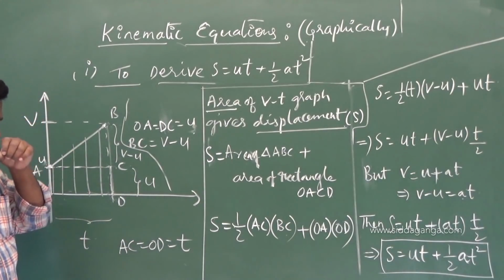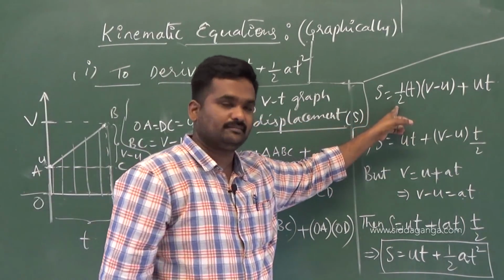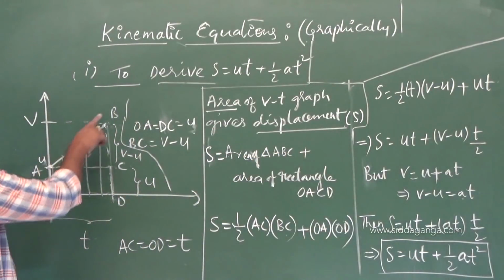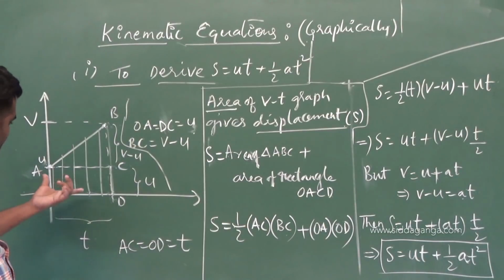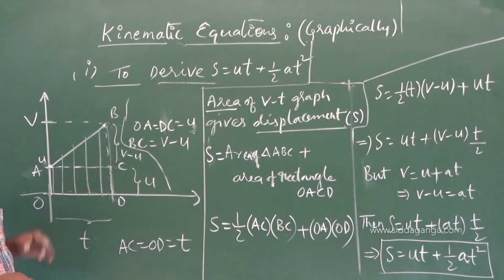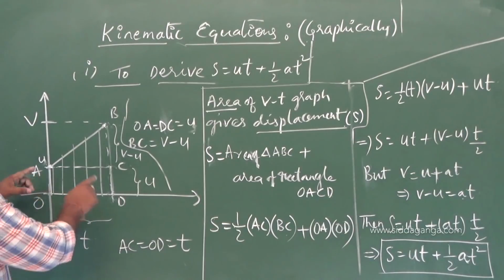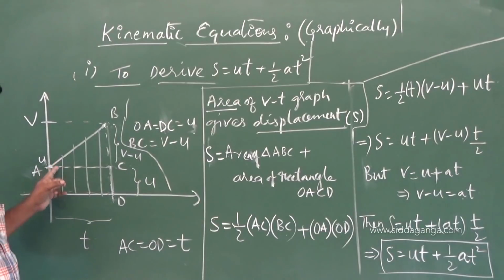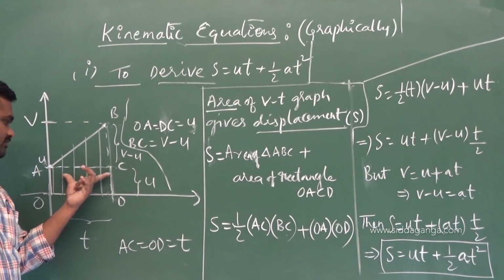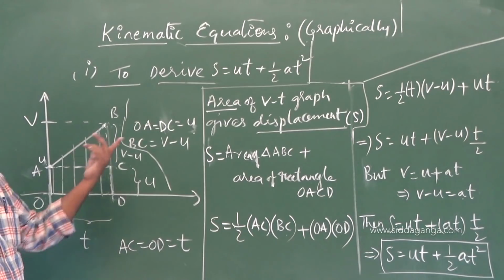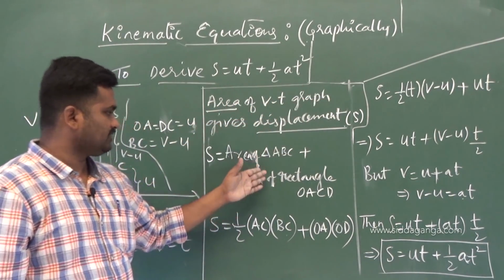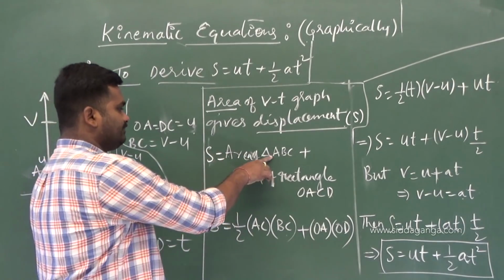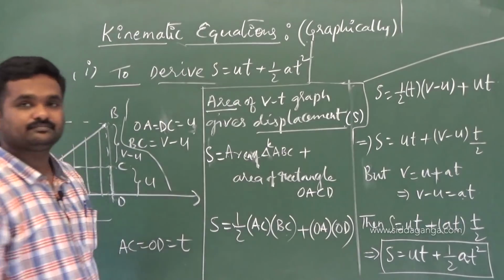So once again, small substitutions we made over here. Displacement is the area of the trapezium. How do we find the area of the trapezium? Half into the sum of parallel sides into the distance between the parallel sides. Sum of parallel sides means AO plus BD, into the distance between the parallel sides, which is T. Even that results in the same equation. Or the area of rectangle OACD plus the area of this triangle ABC.